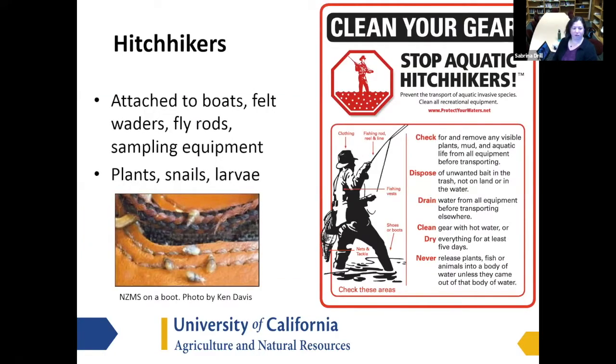Hitchhikers are another example. So these are again moving equipment around. They can be things that are attached to boats, waders, fishing equipment, water sampling equipment.